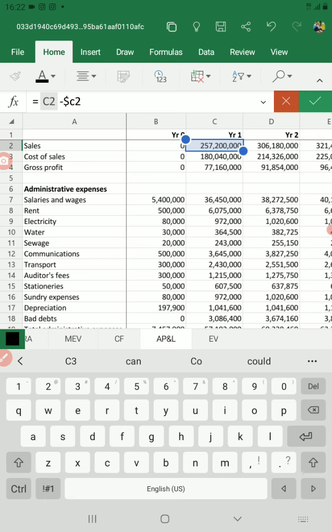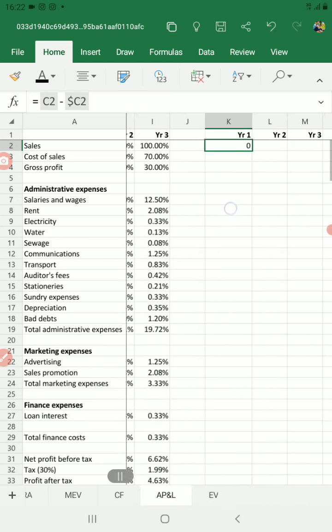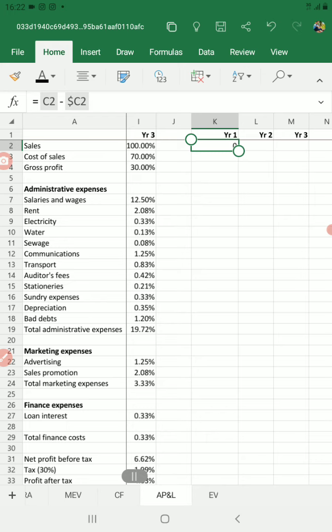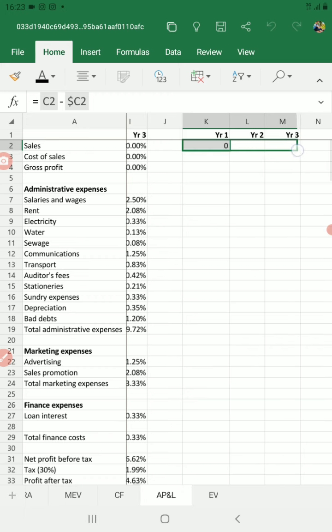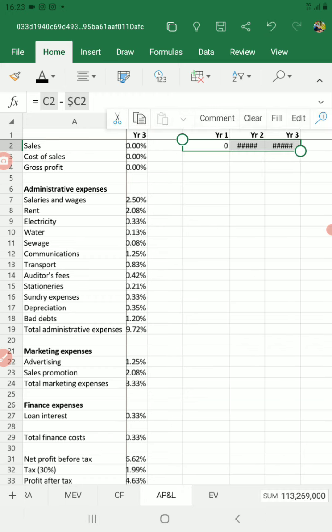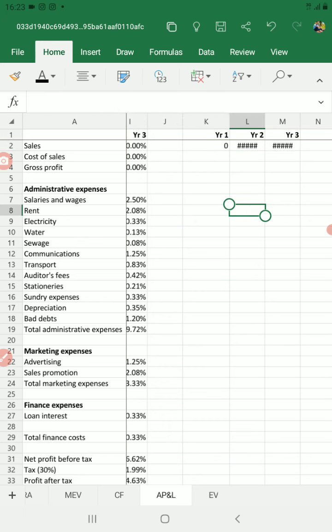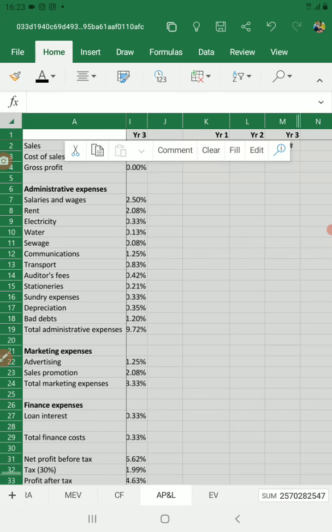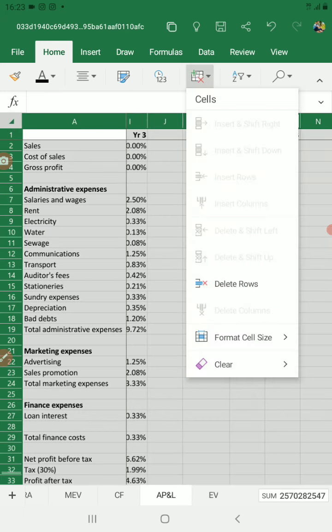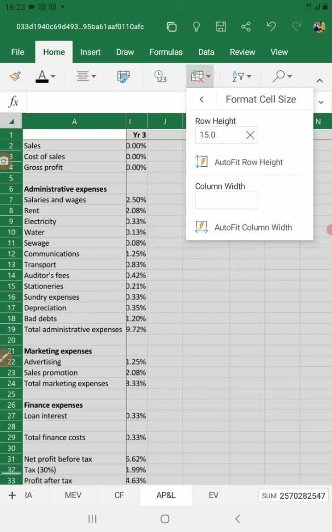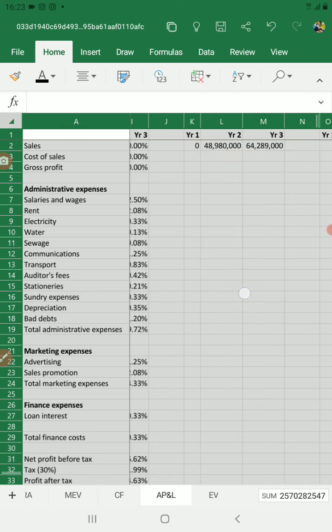So that's check. It is 0 because we compared it with itself. But let me fill this formula up to here, 3, and let me expand this so that we see, format size, autofit column width.